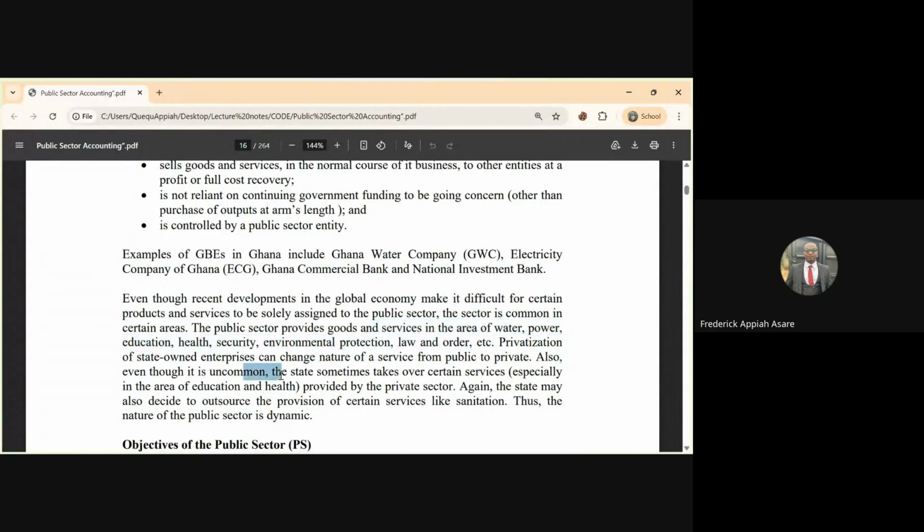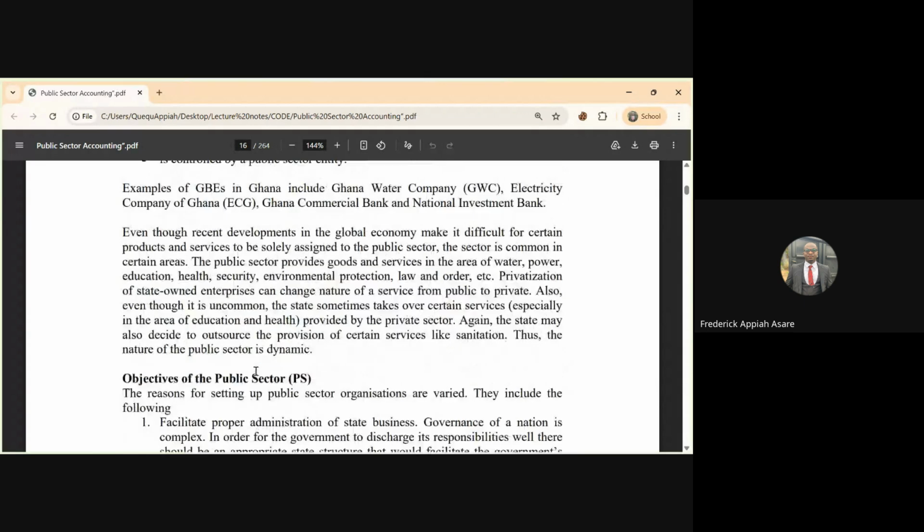Also, even though it is uncommon, they still sometimes take over certain services provided by the private sector. Again, the state may also decide to outsource the provision of certain services like sanitation. So in Ghana, realize that sanitation is being outsourced. That is why we are giving it to Zoomlion to take care of sanitation in Ghana. It was the responsibility of the government that it has outsourced. That's the nature of the public sector.